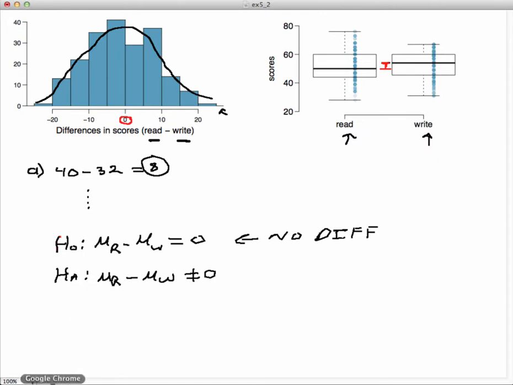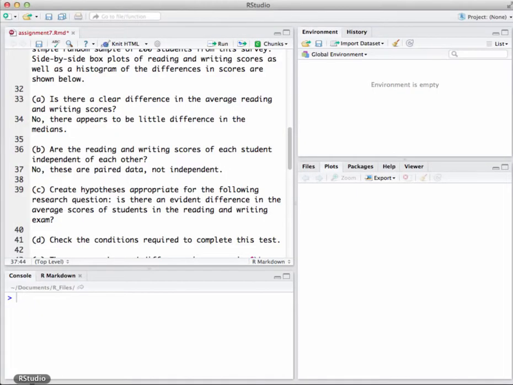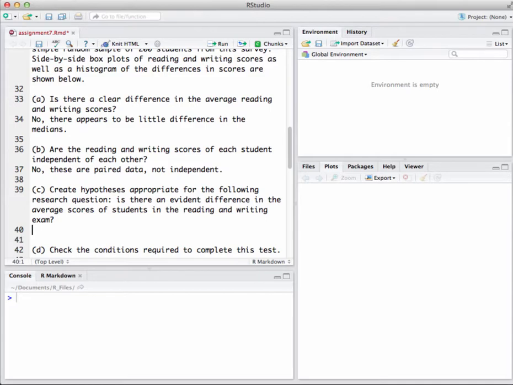Okay, so how are we going to do that back over here in our RMD and our Markdown file? Now, this is up to you. You can just write mu diff equals 0, or mu diff not equal to 0. You can do that in English. So if you don't want to do any LaTeX here, you can just say H0: mu diff equals 0 versus HA: mu diff not equal to 0.